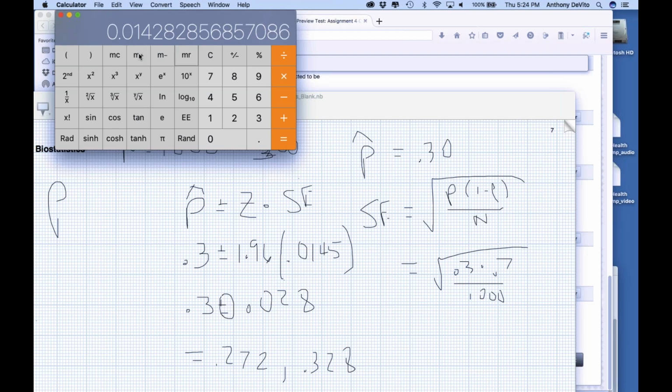So now, in order to calculate what the confidence interval is, right? Let me, you guys remember that, no, let's see.